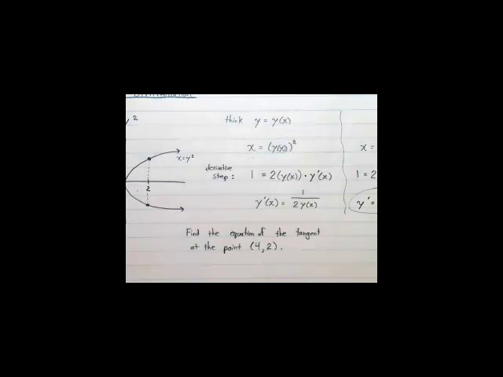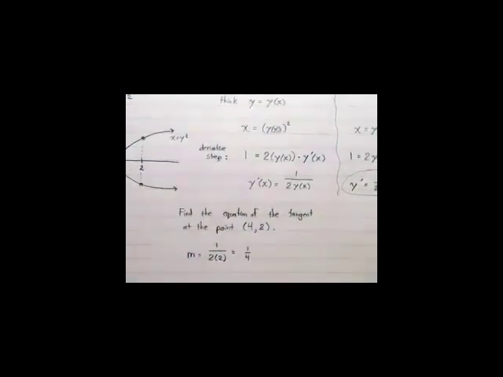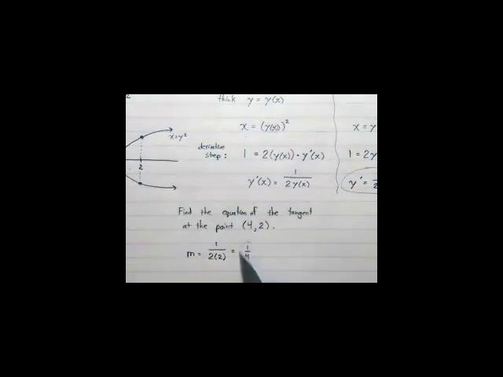I can take this now, figure out the slope from my derivative. My derivative needs the y coordinate, not the x. So the slope of this thing should be 1 over 2 times 2. So the slope at that point should be 1/4. Okay. So here's my slope. Here's my point. I can do that.